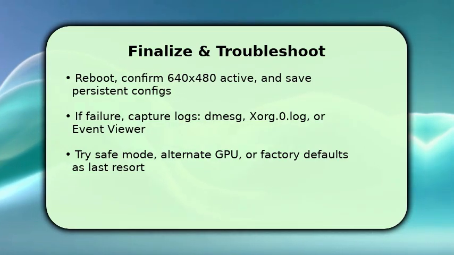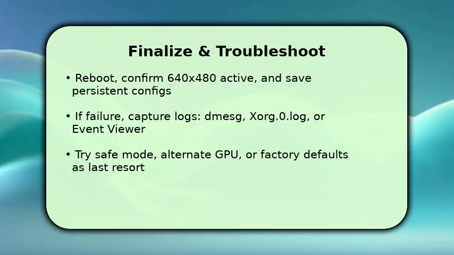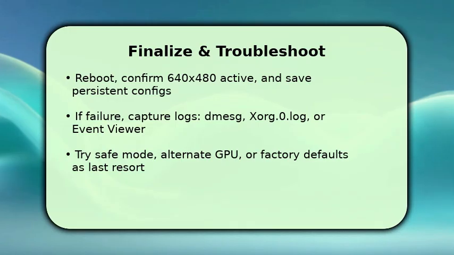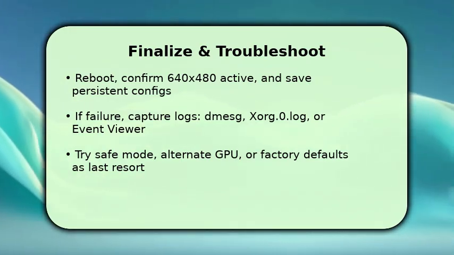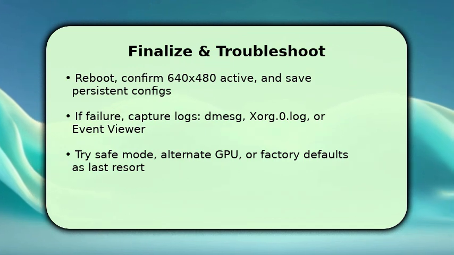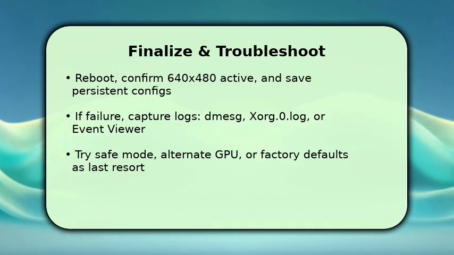If it still fails, gather diagnostics: dmesg and Xorg logs on Linux, Event Viewer and driver logs on Windows, to identify rejected modes or driver errors. Make one controlled rollback at a time. Try safe mode, connect a different GPU or monitor, or reset firmware to vendor defaults. One key tip: test with another known good display or cable first to rule out physical faults.